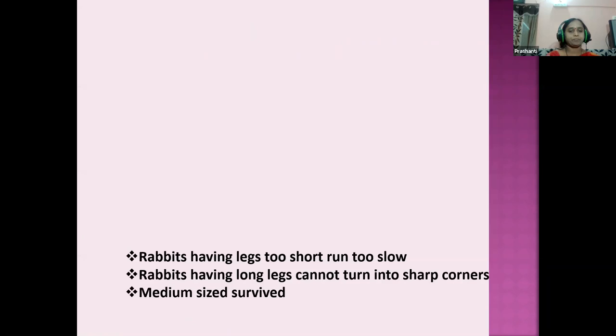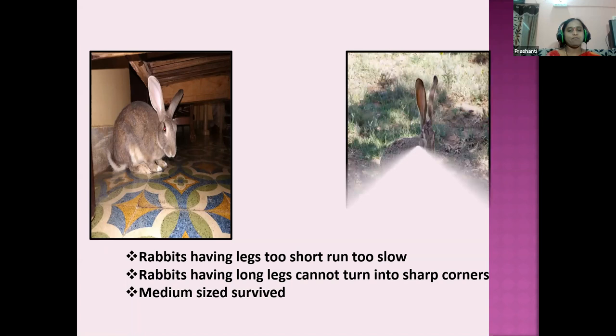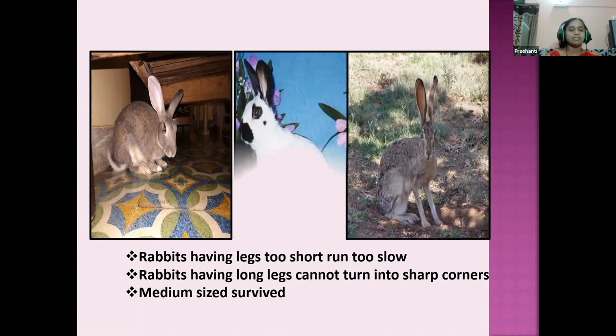Next, the same example we can apply to rabbits. Having legs too short, they cannot run fast. And if they have longer legs, they cannot turn into sharp corners. So only the medium-sized rabbits survive. So these are all examples of stabilizing selection.